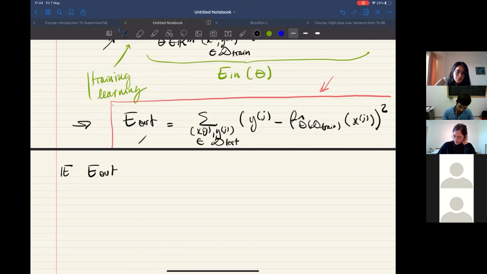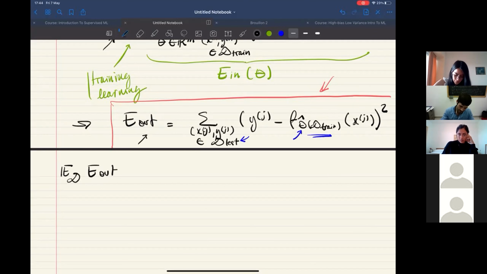This prediction error is a function of the data. Okay, it's a function only of the data. Here you have the test data, and these learned parameters are a function of the training data. So the only source of randomness here is the data. Here I will write expectation with respect to the data.